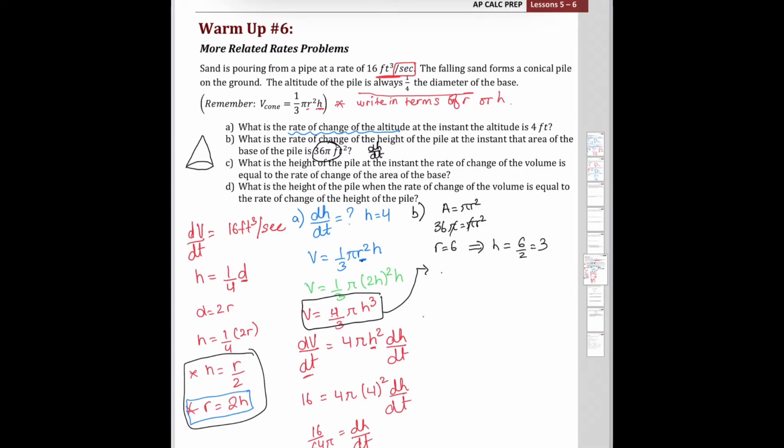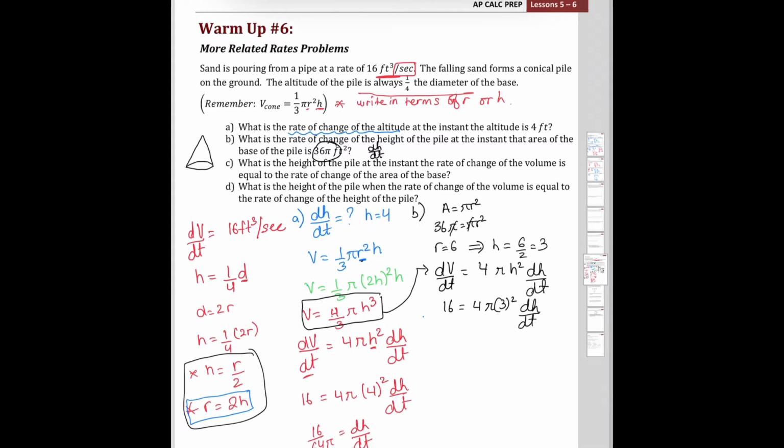I could have copied it from there, but let's do it again. dV/dt equals 4 pi h squared, right? Because the 3's cancel out, and then dh/dt. Don't forget that. So now all you need to do is substitute. I know my h is 3, I know my dV/dt is 16, equals 4 pi times 3 squared times dh/dt.